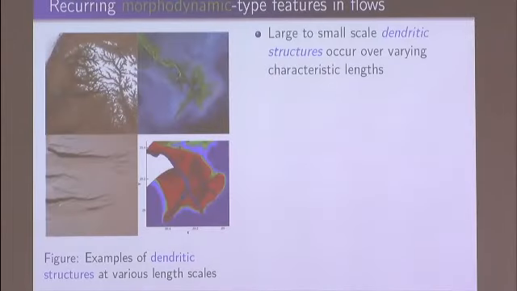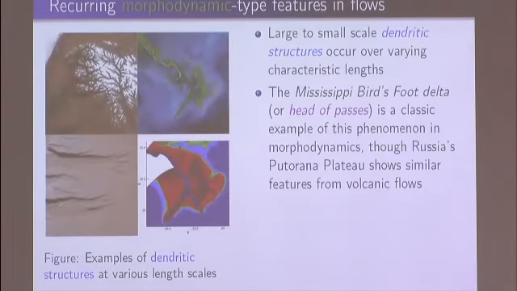So the question is, what is the characteristic of these morphodynamic things? It turns out that there are a lot of recurring multiscale features that you see when you look at morphodynamic structures. For example, if you look here at the head of pass, this Mississippi River Delta, Bird's Foot Delta here, you see these dendritic structures, as they're sometimes called in geosciences.